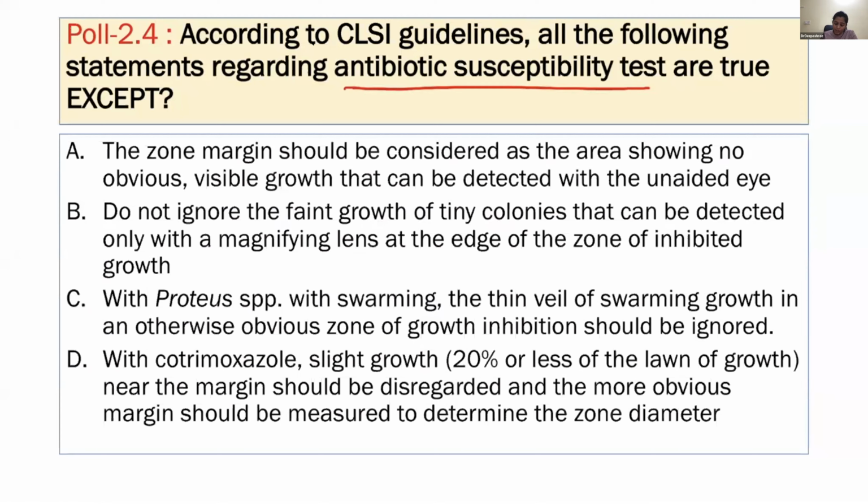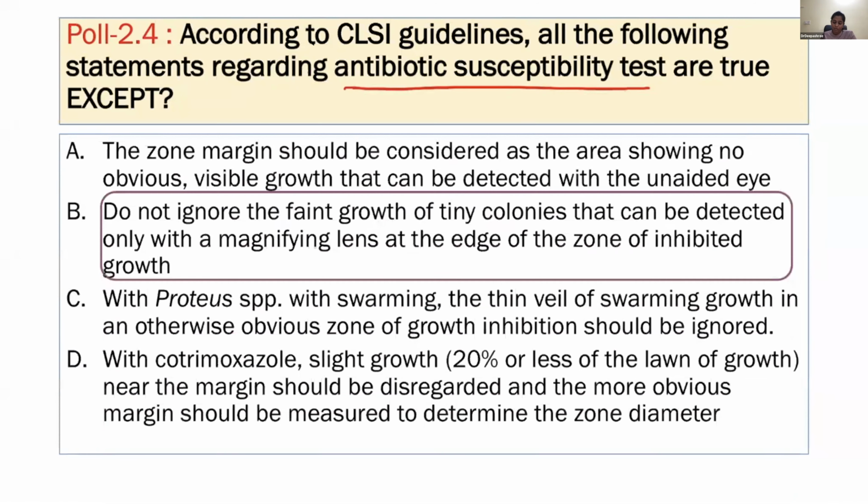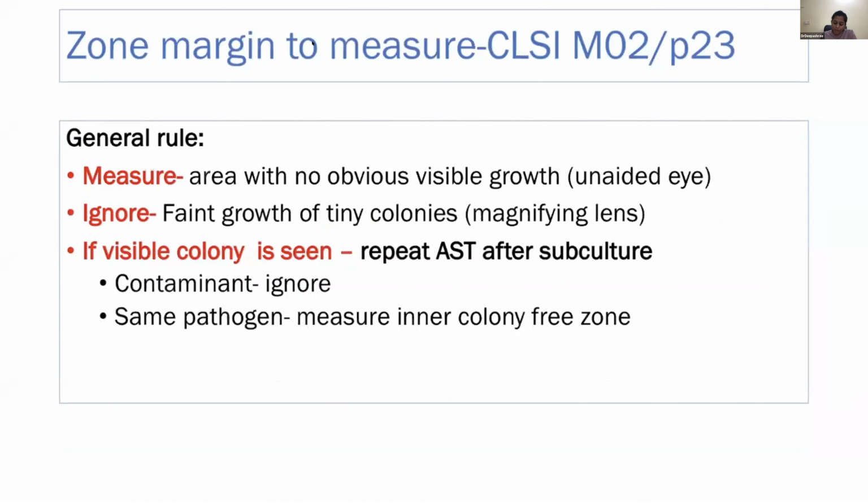Next is about the swarming. Last is about the cotrimoxazole disc. So as we have already seen, use of magnifying lens is not recommended. It is recommended in very few situations, that is oxacillin and vancomycin in staph and entero. Other than that, it is not recommended to use magnifying glasses. So we'll see the pictures one by one.